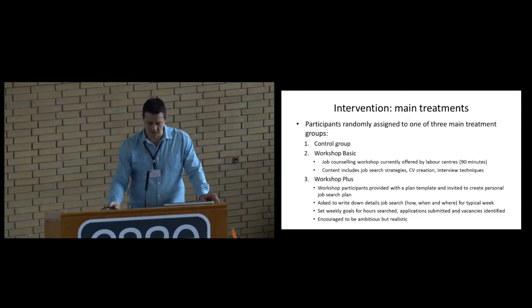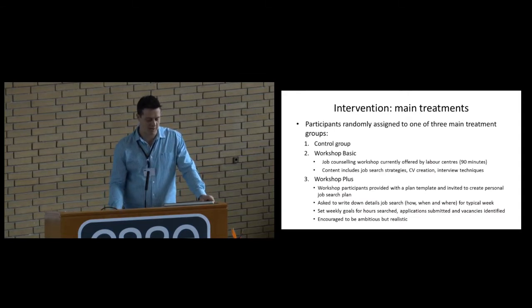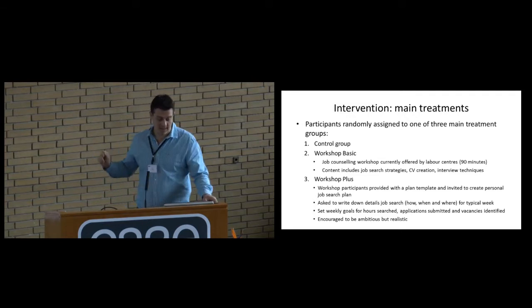Okay, so what did our study look like? Well, we had three main treatment arms. People were randomly assigned to one of these groups. The first is the control group, obviously, and then we had a workshop basic group and a workshop plus. For the workshop basic group, the Department of Labor, once we started discussing the study, were very keen for us to evaluate the effect of the job counseling workshops that they're currently running. So that was our first treatment.